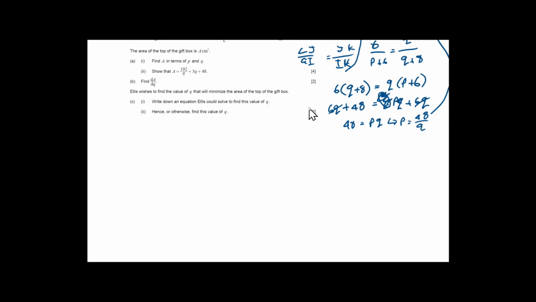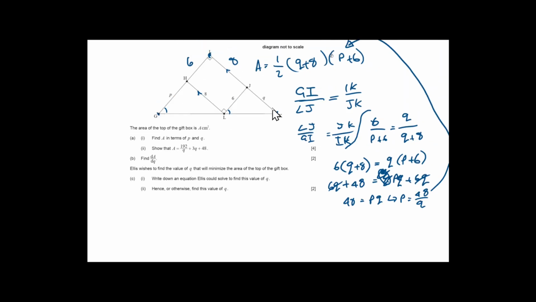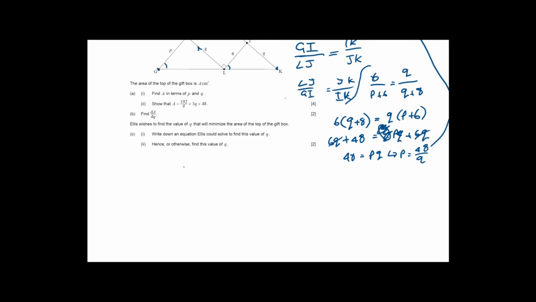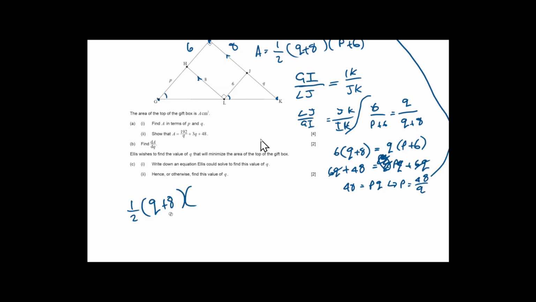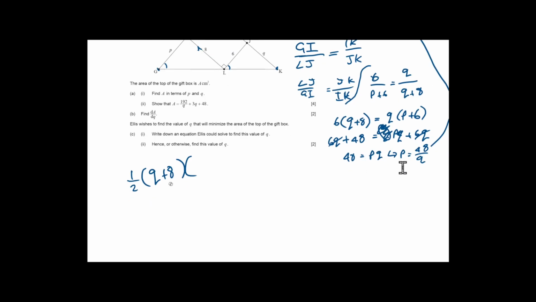Let's go down a bit. So the answer is going to be half Q plus 8 times P plus 6, but we know that P is 48 over Q.